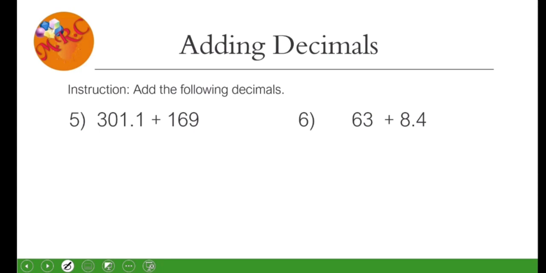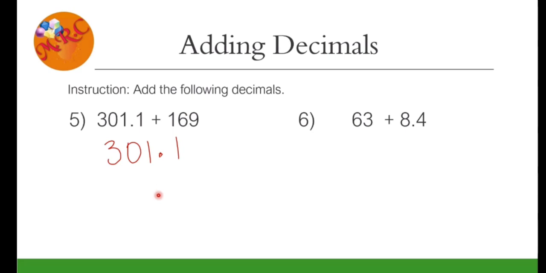Alright, so for this question now, we're trying to focus on you aligning, and then you go ahead with the addition. The other questions were all aligned for you. This one, we're going to go from start to finish from the alignment process. Alright, so let's get into it. So we have 301 plus 169, and we're going to write down our 301 first. So it's 301 point 1, and then we're going to write our 169.